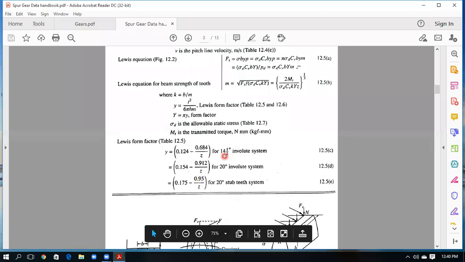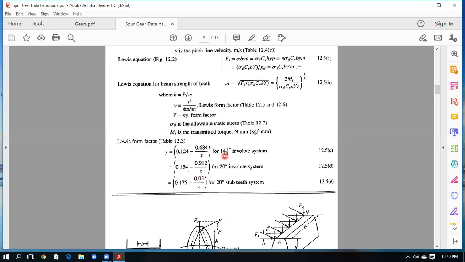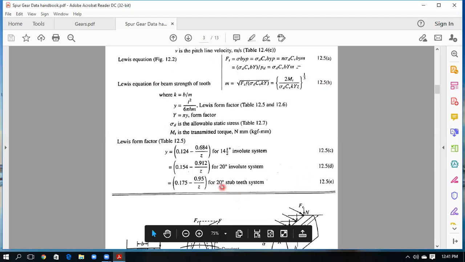In the statement he has given a 14.5 involute system, which means you have to use equation 12.5 C. If he mentions a 20 degree involute system, you have to refer to equation 12.5 D. Or if he mentions a 20 degree stub teeth system, then you have to refer to 12.5 E. Depending upon this, you have to refer to the following equations.